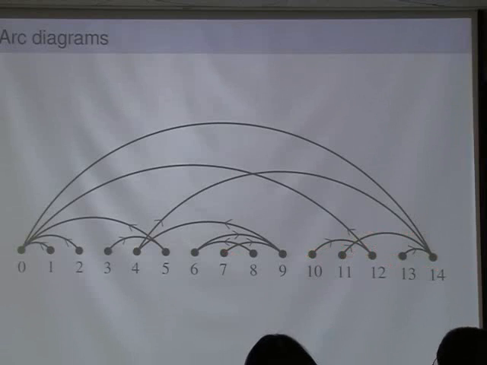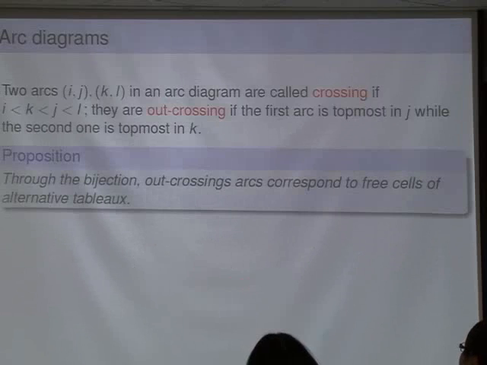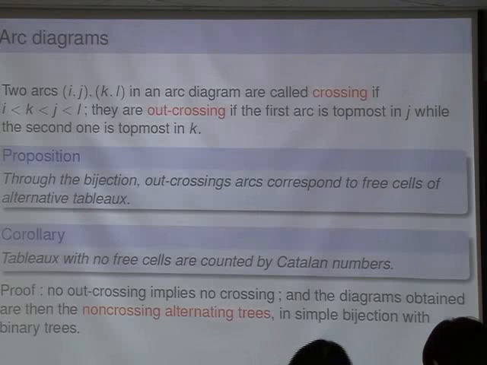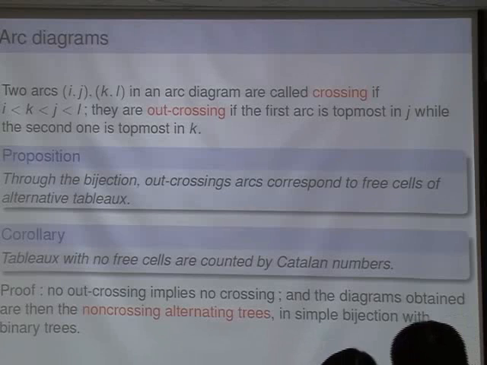This one here, with this arc and there, is not a good crossing, because this arrow doesn't go in the right direction. And it's a fact that outcrossings correspond exactly to free cells. If you compose all the bijections, they correspond to free cells. Alternative tableaux with no free cells are counted by Catalan numbers, which is one of the first results on alternative tableaux.